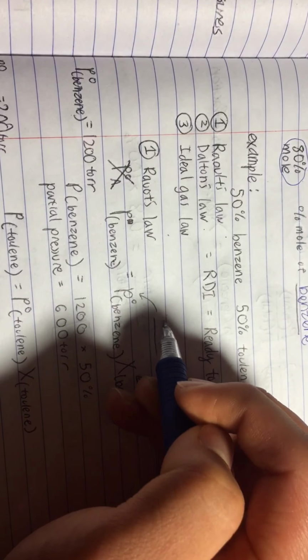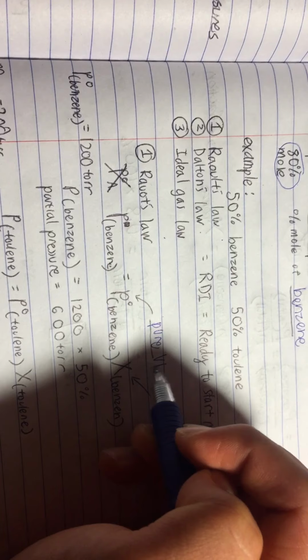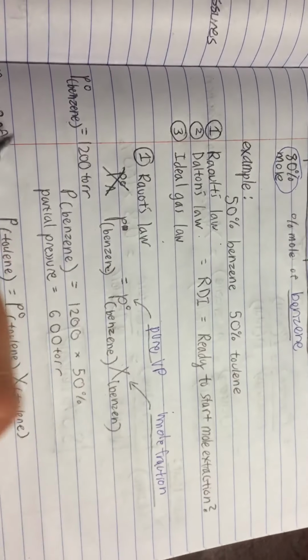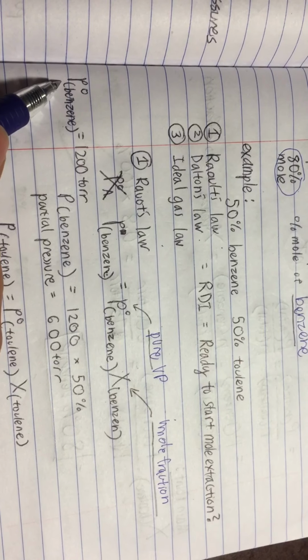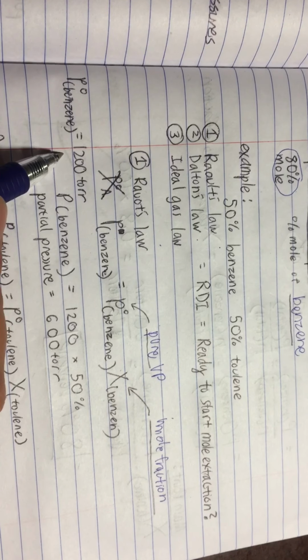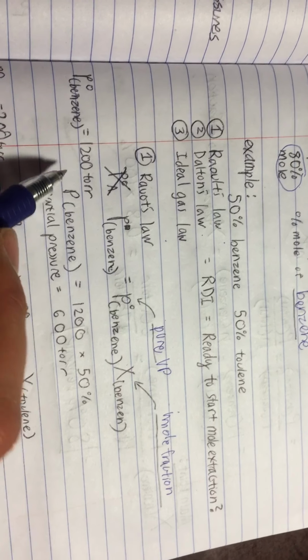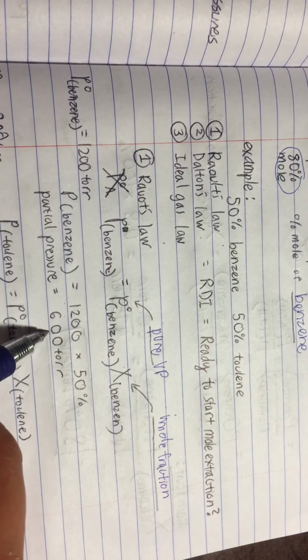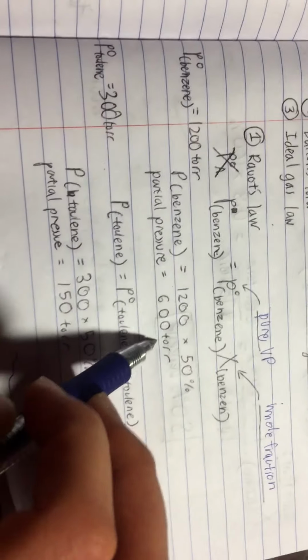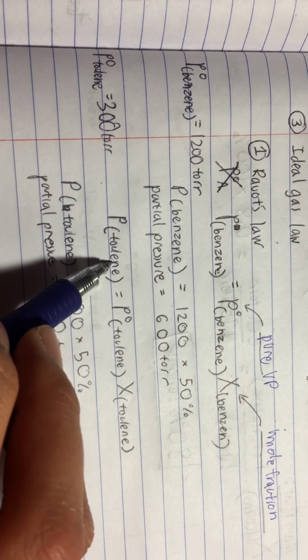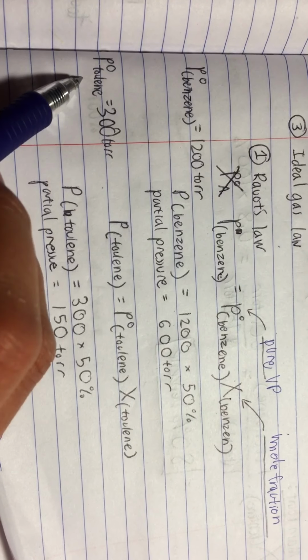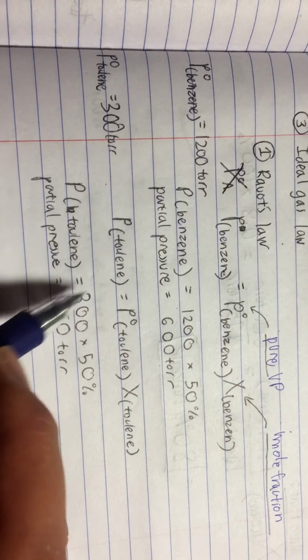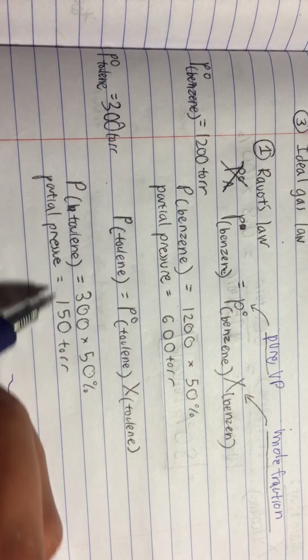We can fill this in with the pure vapor pressure. If we look it up, we're going to find that the pure vapor pressure of benzene is 1,200 torr. So if we quickly do this equation, it's 1,200 times 50%, and that gives us 600 torr. We're going to also do that with toluene. The pure vapor pressure is 300 torr, so we're going to do 300 times 50%, and it gives us 150 torr.